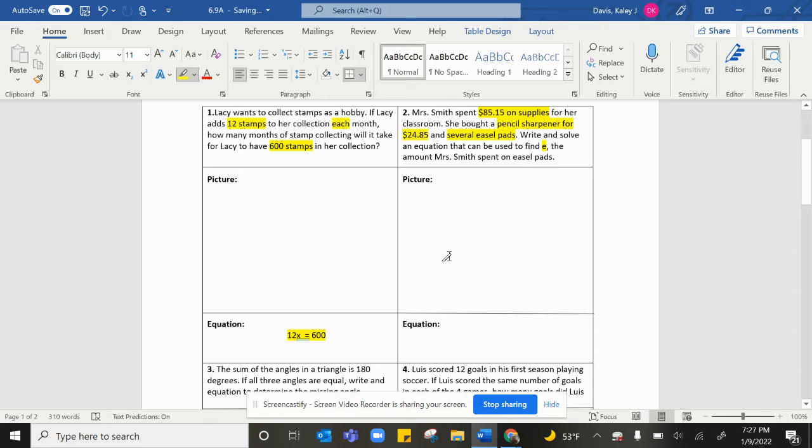The amount Miss Smith spent on the easel pads. So once again, you're going to draw a picture on your own. And now let's take a look at writing the equation. So for this one, once again, find your total amount. In this case, the total amount is going to be $85.15.